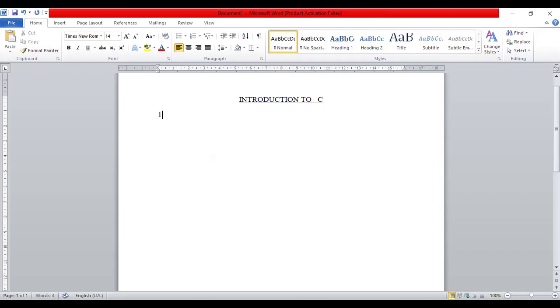So what is C language? First point, C is a high level programming language. C is a high level, or we can say middle level programming language. Sir, why high level? Why middle level? I will tell. What is high level and what is middle level? I will tell.